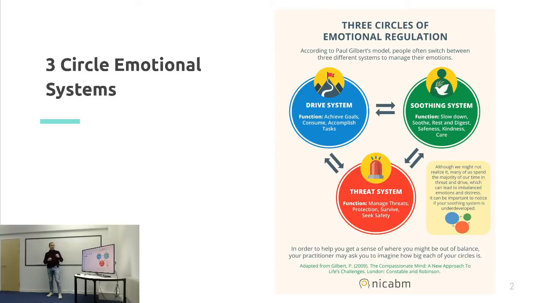I don't know how well you can see it here, but this is quite a famous example of mindfulness, called the 3 circles of emotional regulation. This theory was developed by a psychologist called Paul Gilbert. What he basically said was that in the traditional mindset, there are 3 different systems. There's the drive, which is all about accomplishing goals, getting things done. Threat, which is dealing with danger and just surviving. And then soothing, which is just calm, chilling out.